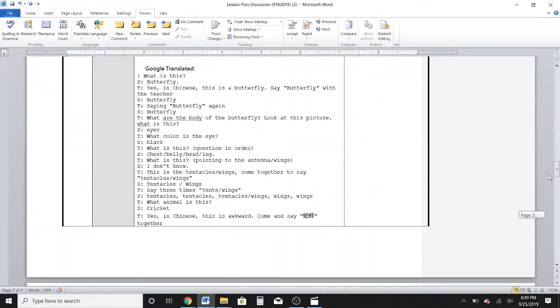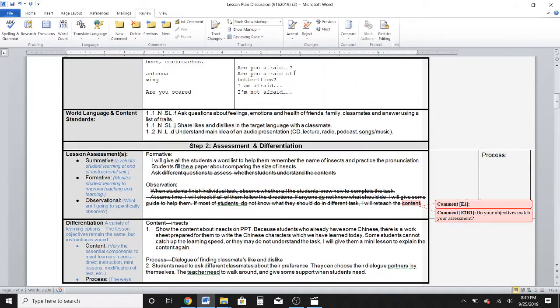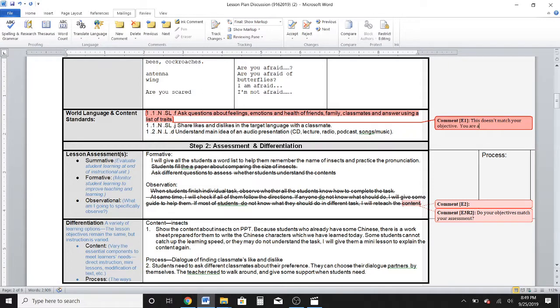So this person has a lot of redoing to do, and I'm going to be very specific about this. I'm also going to check my standards. All right. Ask about feelings, emotions, and health of friends, and answer using a list of traits. Okay, that doesn't make sense. This doesn't match your objective. You are asking in your objective if they know helpful and harmful insects, and your standards do not match. It is sharing likes and dislikes.